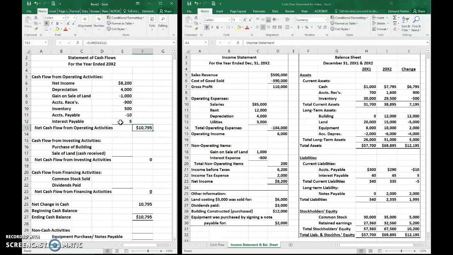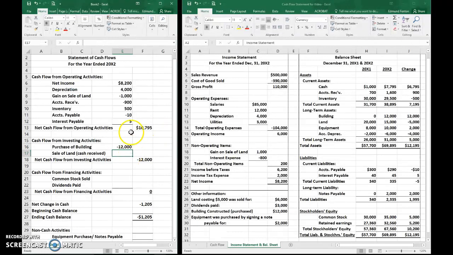We've gone through all the non-cash current assets and all the current liabilities to account for those changes. So we're finished with the first section, and this is the net cash flow from operating activities. Next, we look for investments or sales of long-term assets. So I have here in other information that we constructed or purchased a building, $12,000. That's also the change in the building account. We did not have a building, now we have one. So since we used cash to purchase the building, it's a negative $12,000.